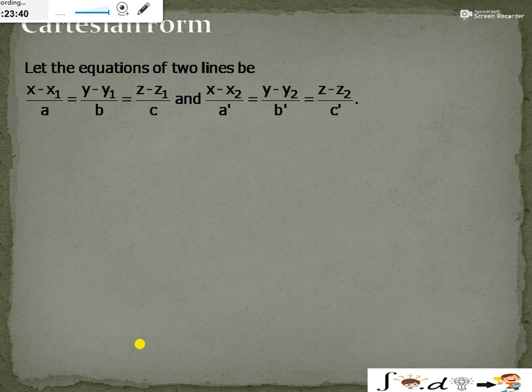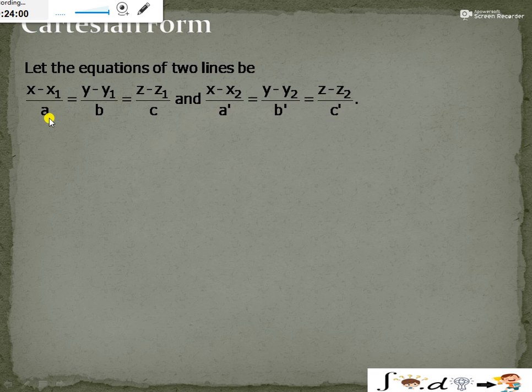Let the equation of two lines be x minus x1 by a is equal to y minus y1 by b is equal to z minus z1 by c. And second line x minus x2 by a dash is equal to y minus y2 by b dash is equal to z minus z2 by c dash.